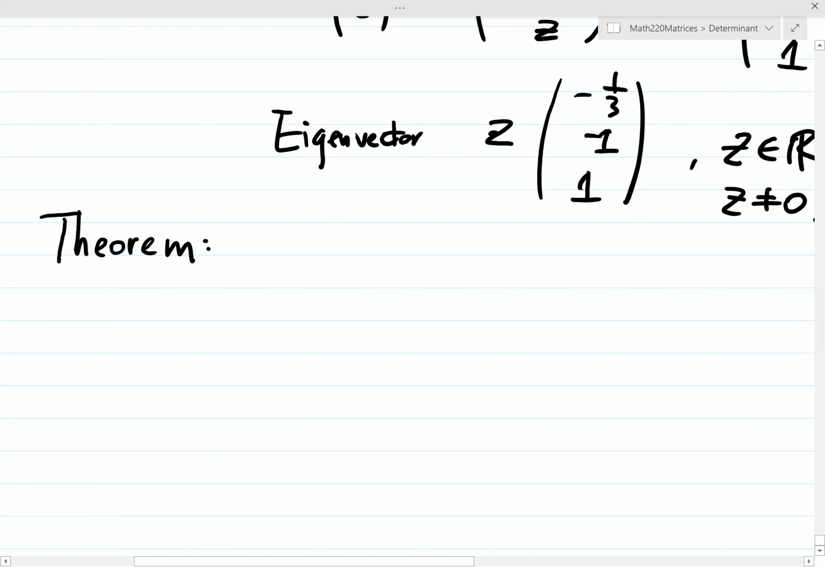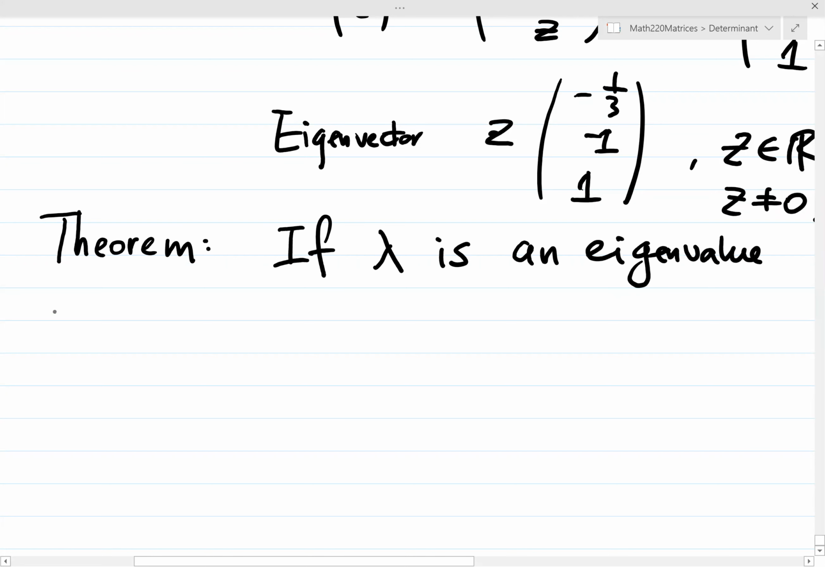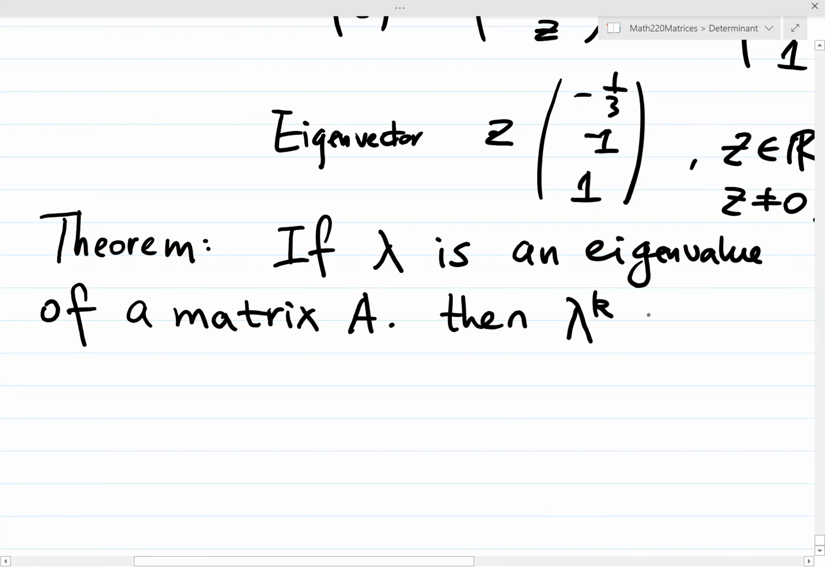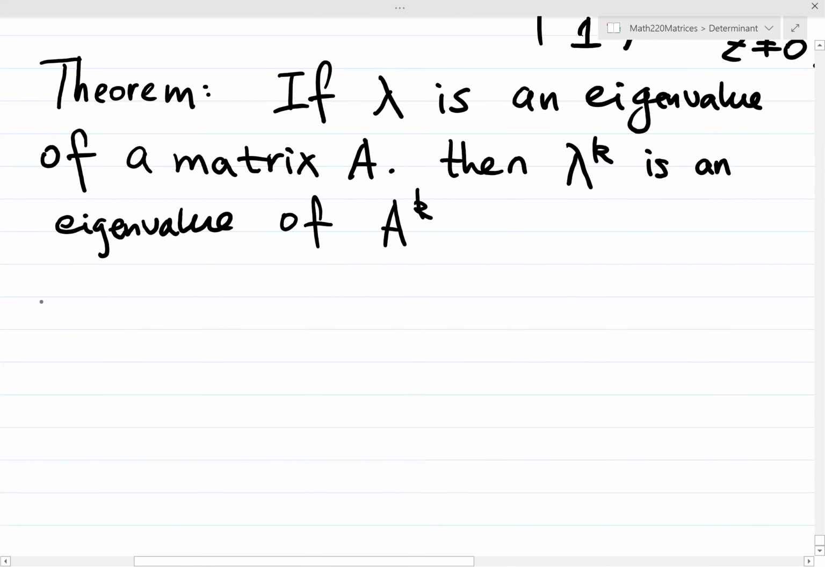If lambda is an eigenvalue of a matrix A, then lambda to the power k is an eigenvalue of A to the power k. That's pretty easy. That's pretty easy to show. Prove.